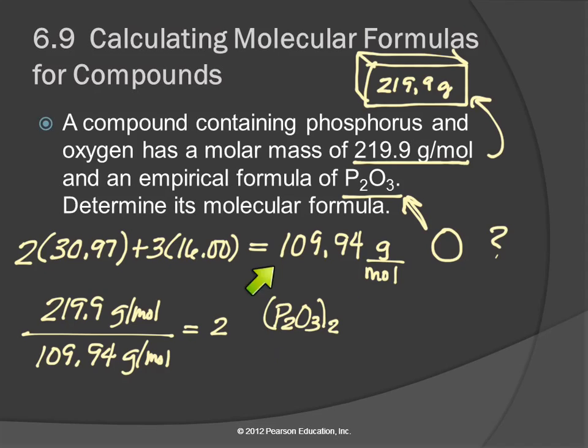But that's not how we write formulas. We need to multiply it through. So we're going to multiply all the subscripts by this number that we found. We're going to get P4O6. That's the actual molecular formula. And you can check that by calculating the molar mass of this and see if you get this. You will. Any questions?